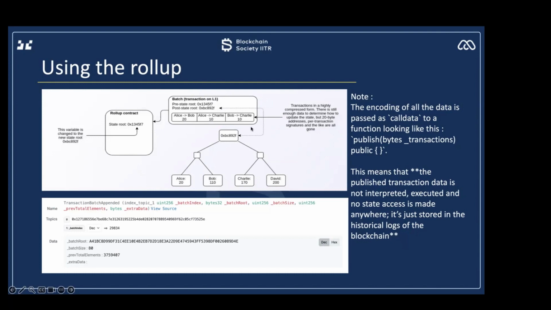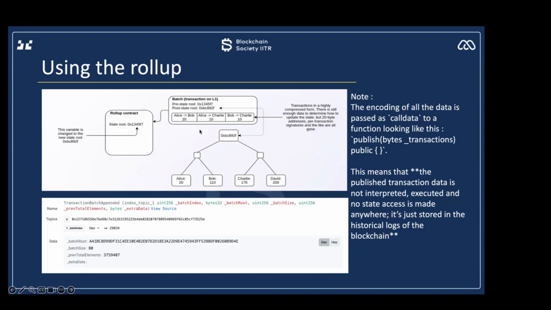All those transactions happened, and we created a state root. Now, as I discussed earlier, the state root will change depending upon all the transactions that are happening. So initially, the state root was say 0x1345x7. After all the transactions, the post-state root is 0xBC892F. Now, the variable is changed to the new state root. The new state root is BC892F.